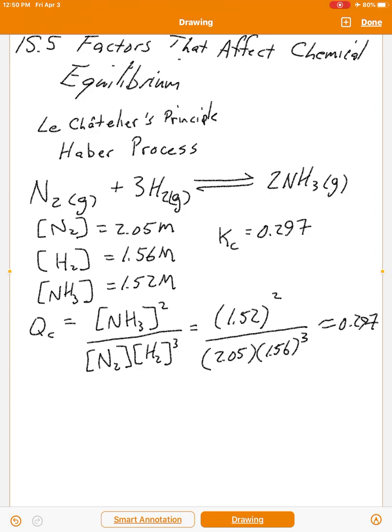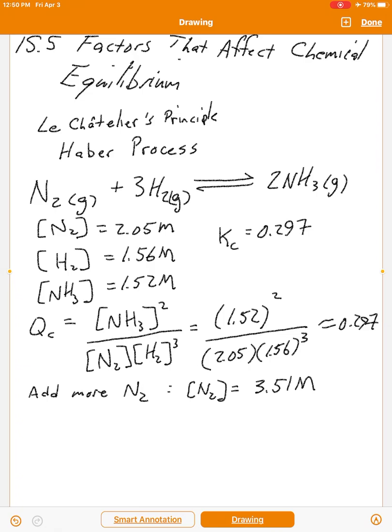Now, suppose we stress the system. What we're going to do is add more nitrogen, and make a new concentration. The new concentration is 3.51 molar. What we're saying is we're going to open up the container, put some more N2 in there and close the container, or open a valve, pump some more N2 in and close the valve. So now the new concentration is 3.51.